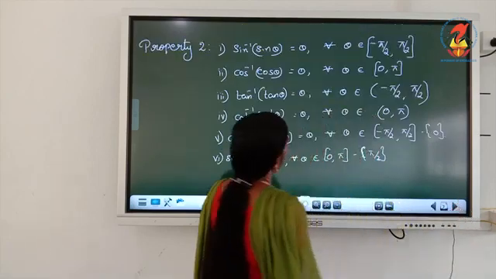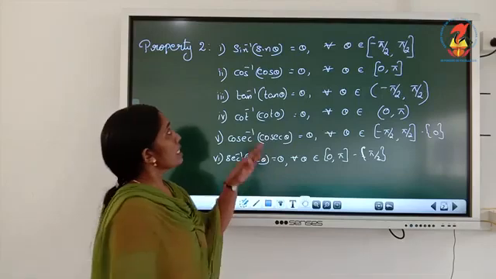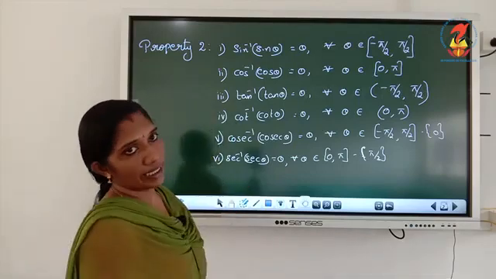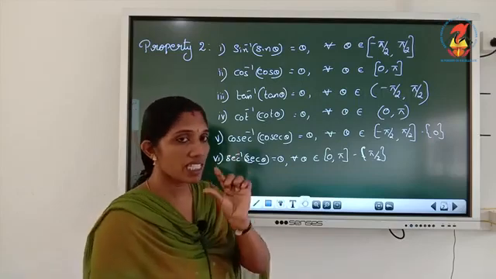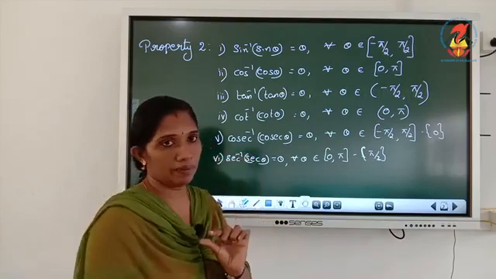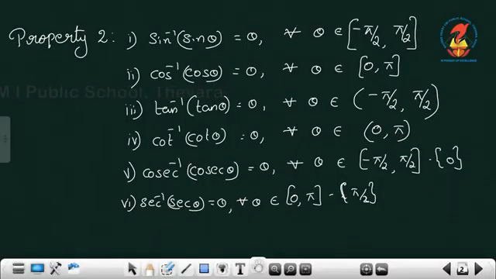Now the next property, property number 2, sine inverse of sine theta. In the previous one, sine of sine inverse x, that x will be a number. Here, in sine inverse of sine, it is an angle. So sine inverse of sine theta is theta for all theta belongs to its range. What is the range of sine inverse? Minus pi by 2 to pi by 2.